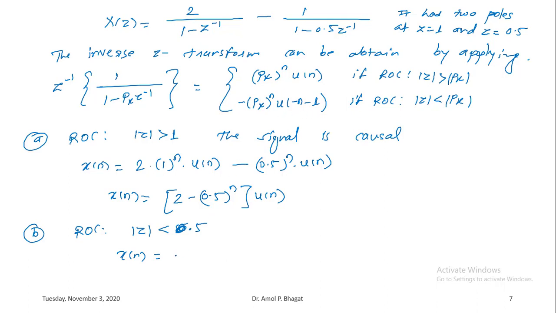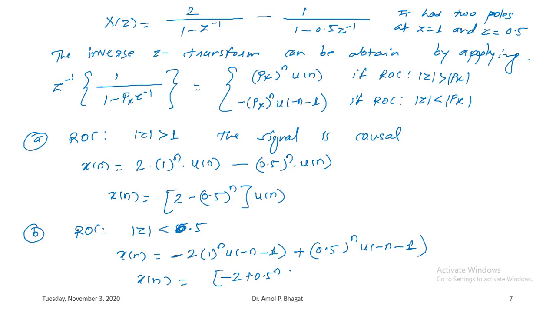So this 2 will be as it is, and a minus sign will be there, because it is minus 1 to the power n, so minus 2 into 1 to the power n u of minus n minus 1. And again here you have to take minus p_k raised to the power n, so minus minus plus, so 0.5 raised to the power n u of minus n minus 1. Taking u of minus n minus 1 common, x of n will be equal to minus 2 plus 0.5 raised to the power n, into u of minus n minus 1. Okay, so this will be the required inverse Z transform for these two conditions.